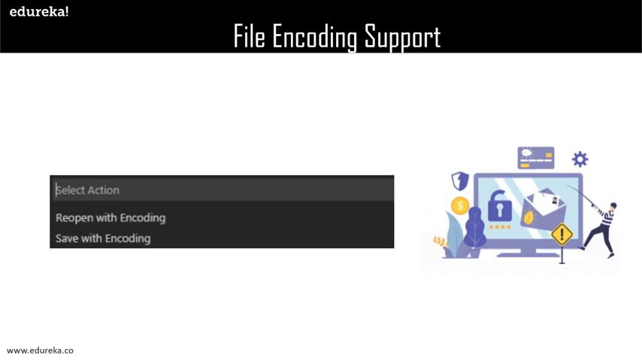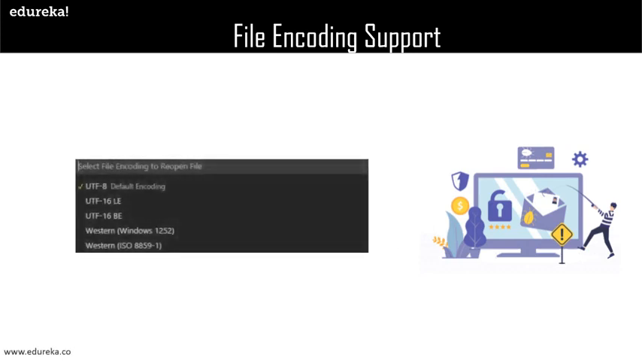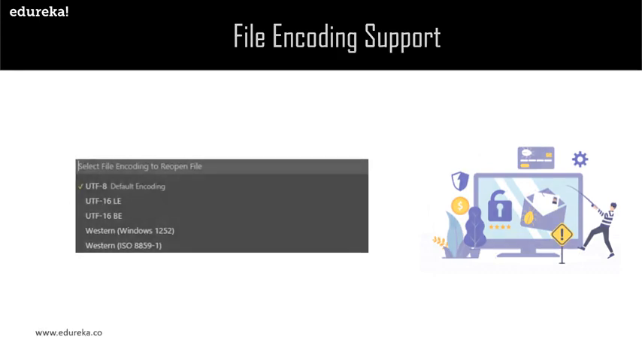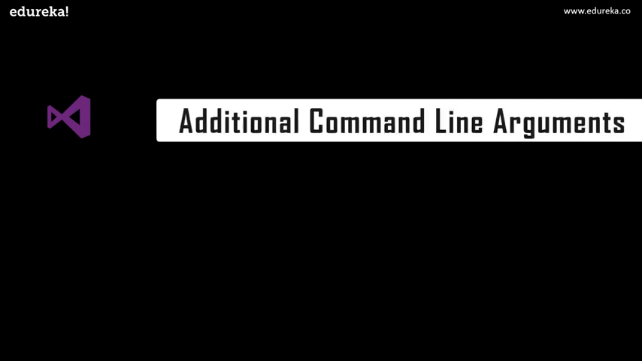You can see the option is being displayed on the screen, which is similar in Visual Studio. Followed by that, you can choose your type of encoding. So here we have chosen UTF-8, which is a default encoding supported in Visual Studio. Now, let us try to learn about additional command line arguments in Visual Studio.